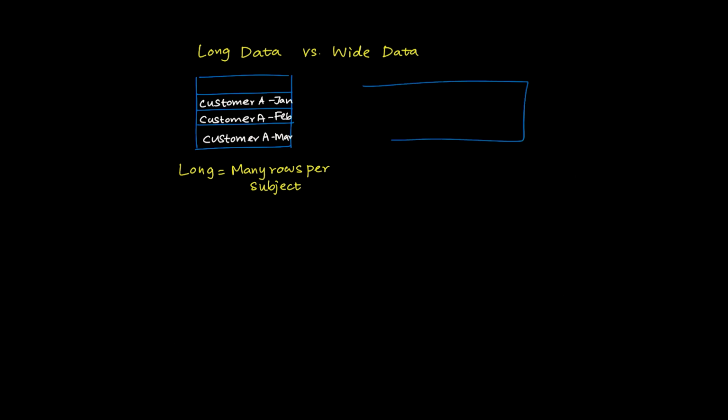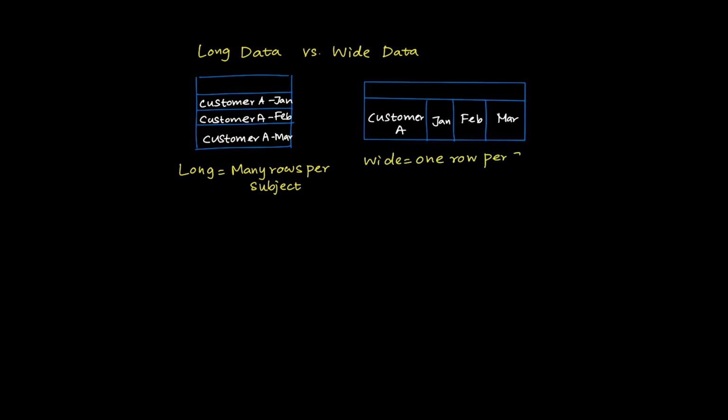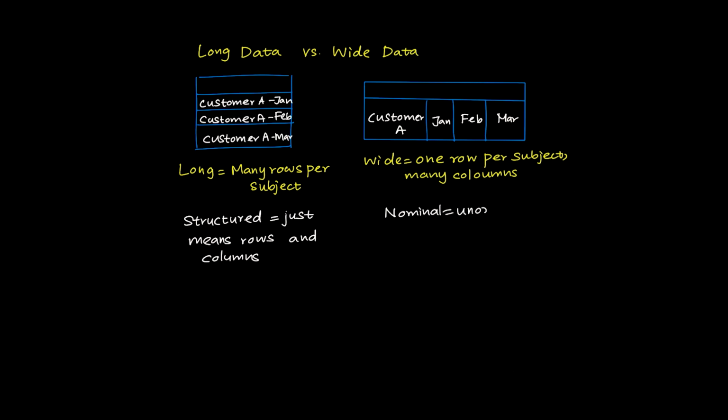Wide data is the opposite. Each subject gets one row and different attributes spread across multiple columns. Wide format is easier to scan and works well for simple charts like line graphs. The other options don't fit. Structured data just means rows and columns in general. And nominal data is about unordered categories. Neither tells you anything about the shape of a dataset.